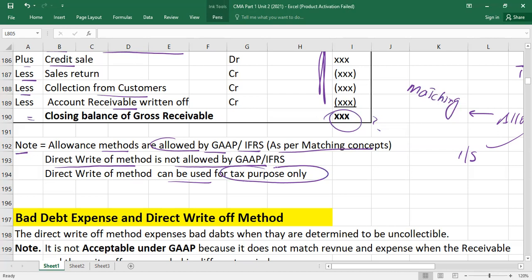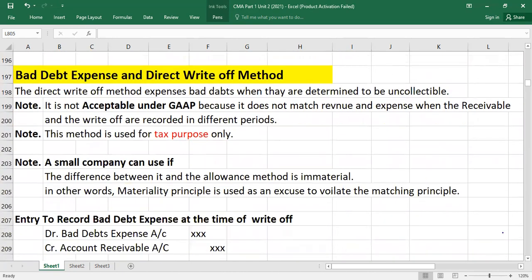Understood? So now, here we go. We are going to discuss the problems with the direct write-off method as well. Ready? Point number 1, starting point. The direct write-off method records bad debt expense when debts are determined to be uncollectible, like when you are sure our customer has died or gone bankrupt, whatever the case is, and you are sure you are not going to collect the money. So you will book the expense.